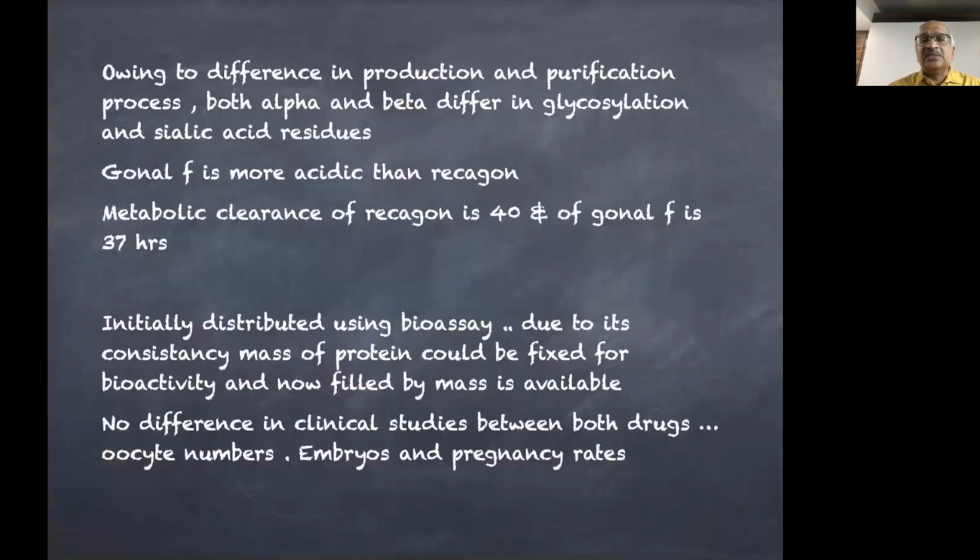Owing to the differences in the production and purification processes, both alpha and beta, that's Gonal-F and Recagon, differ in the glycosylation and the sialic acid residues. Gonal-F is more acidic than Recagon, and the metabolic clearance of Recagon is about 40 hours, and that of Gonal-F is about 37 hours. When they were initially introduced, they were distributed by bioassay, but because of their consistency, the mass of protein could be fixed for the bioactivity, and nowadays filled-by-mass technology is available, and user-friendly pens are also available.